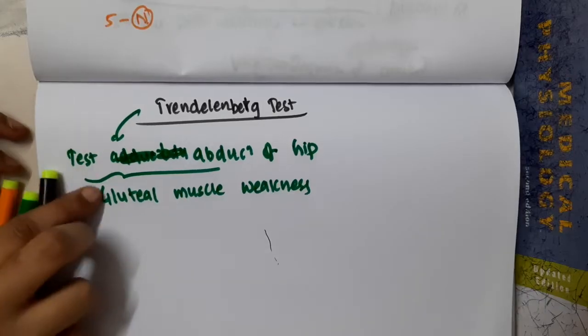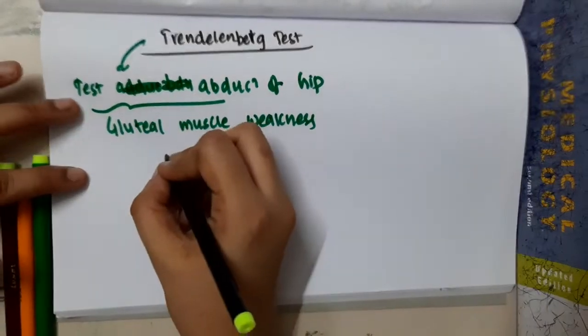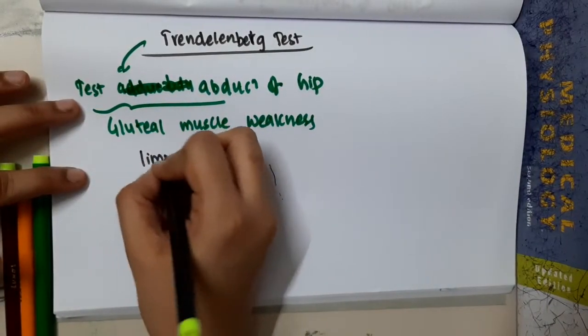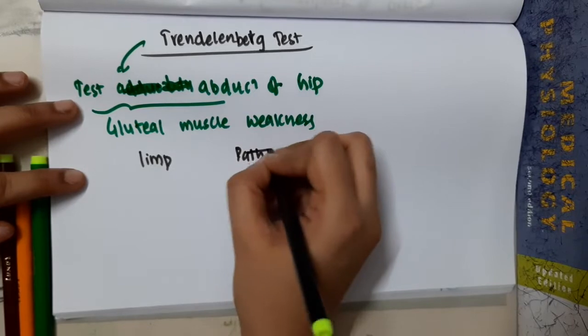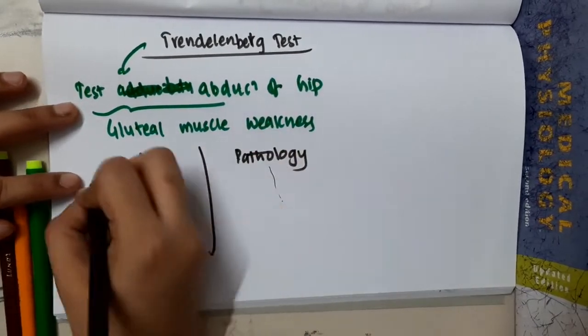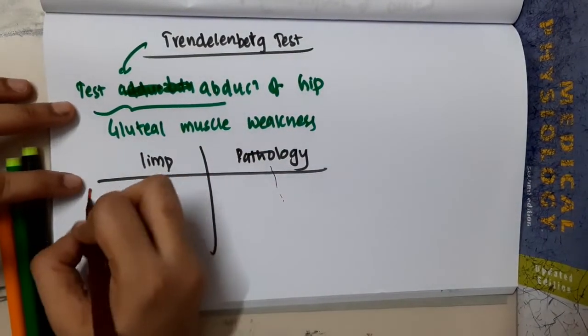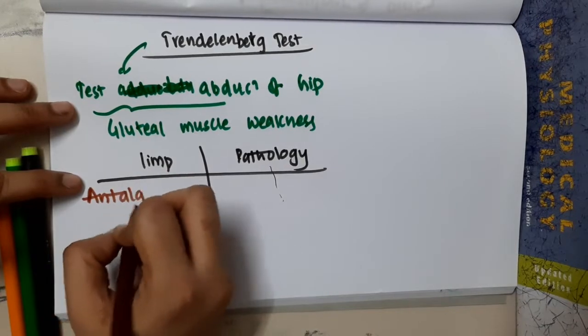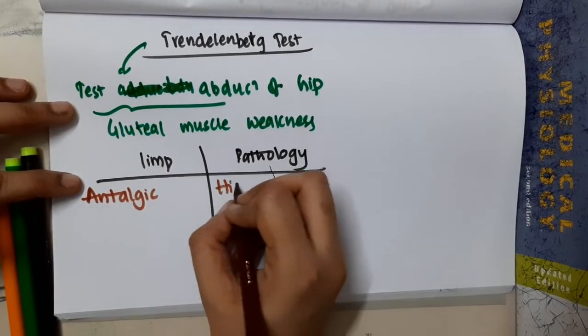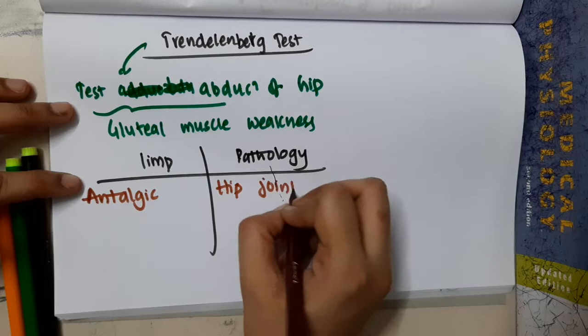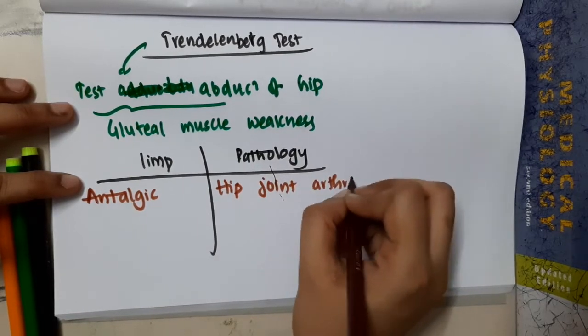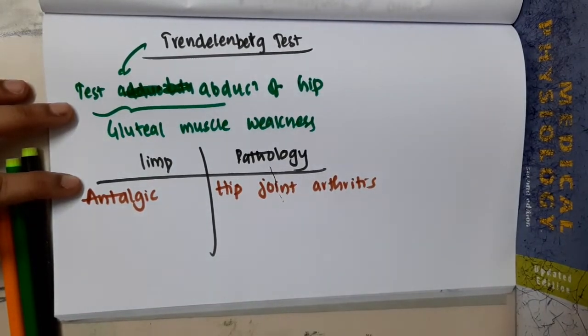Hello friends, let us now learn the limp, types of limp and pathology. So if you see the types of limp and pathology, one we have antalgic limp. Antalgic limp is seen in hip joint arthritis.